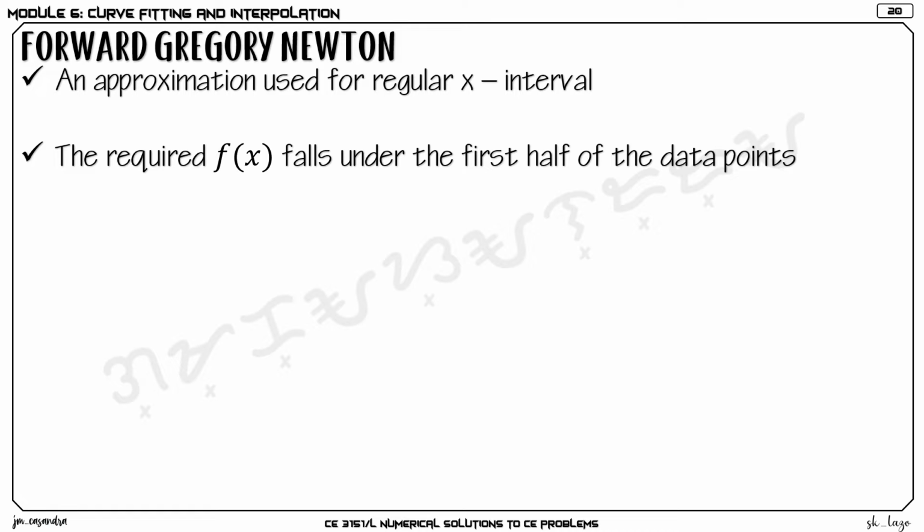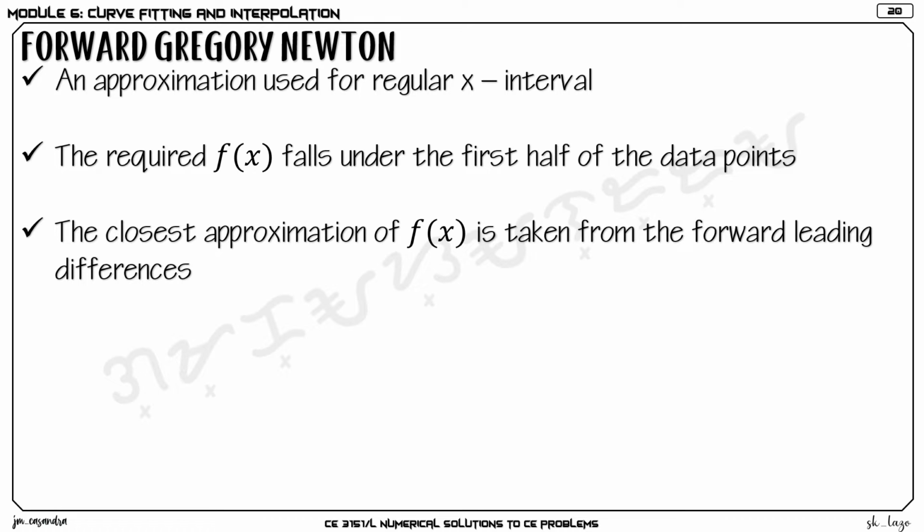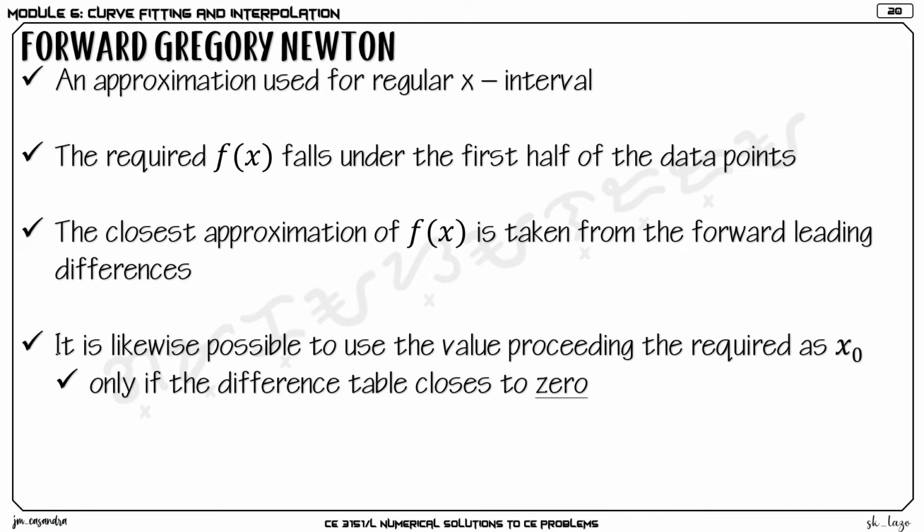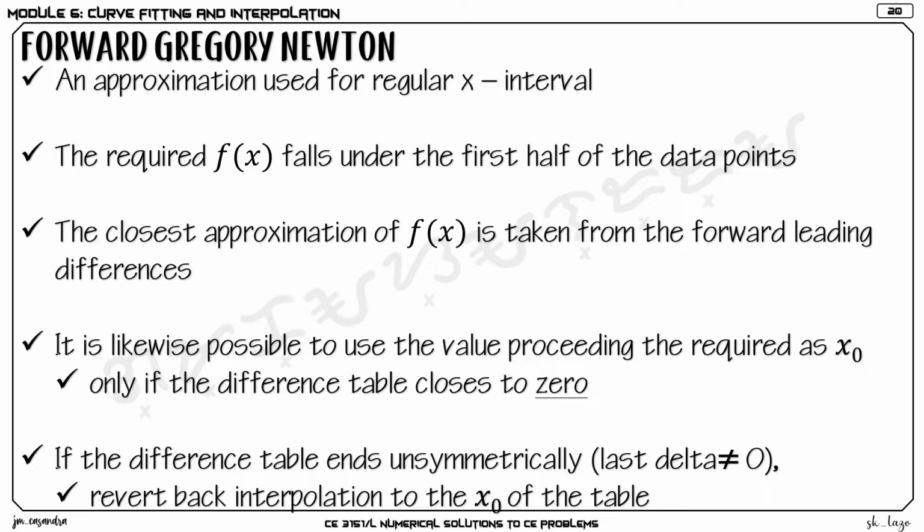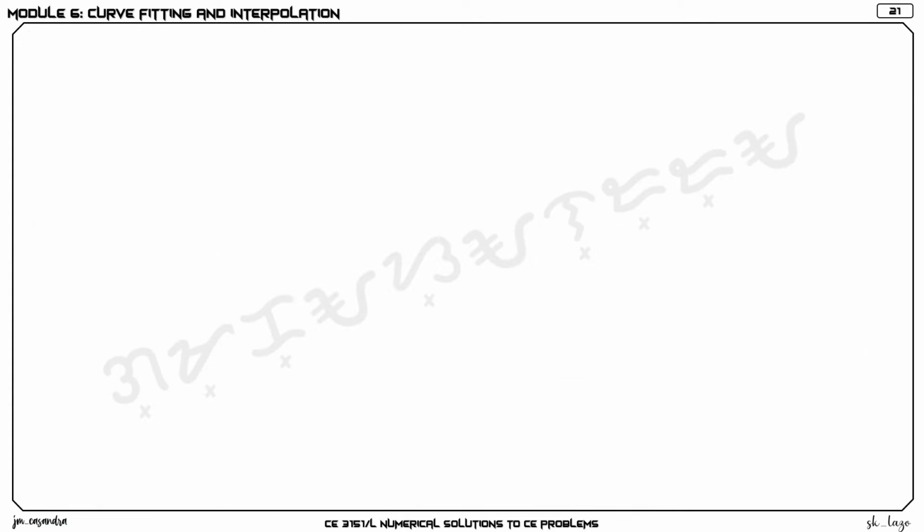The required function of x would fall under the first half of the data points, and the closest approximation of the function of x is taken from the forward-leading differences. It is likewise possible to use a value preceding the required x as x sub o only if the difference table would close to 0. Else, if the difference table ends unsymmetrically, meaning that the last delta will not equate to 0, we have to revert back in interpolation using the x sub o of the given table or given dataset.